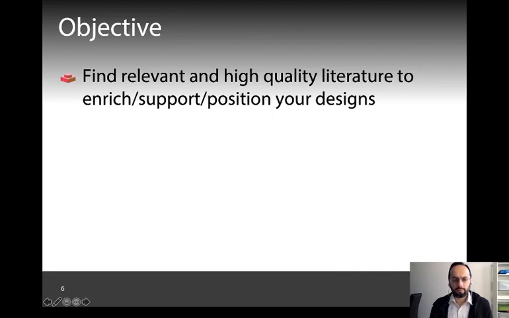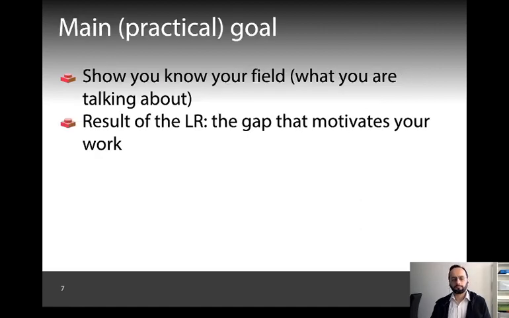So the objective of my presentation is to find high quality academic literature that's relevant to your topic, to enrich, support, and position your designs or your projects. The main practical goal you want to achieve with a literature review is to show that you know your field. In other words, you need to conduct an academic literature review to show that you know what you're talking about.